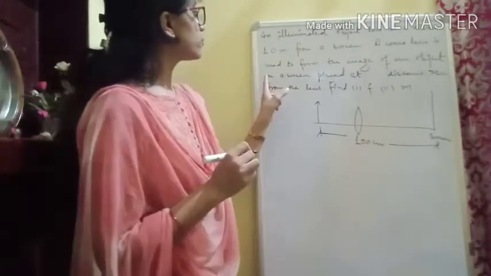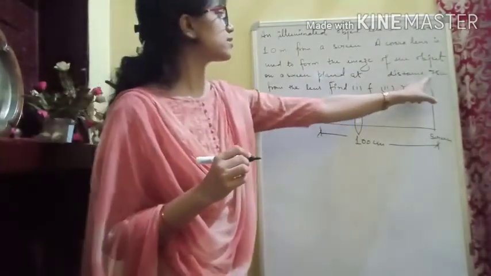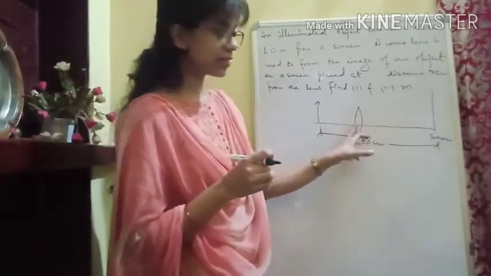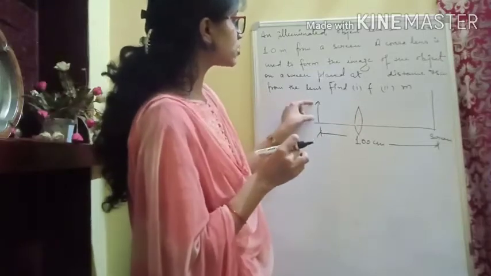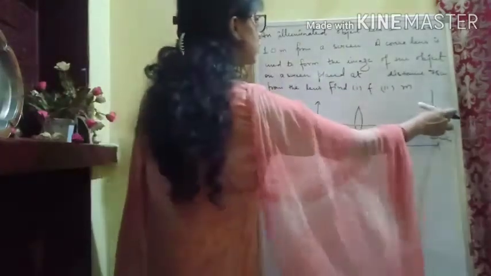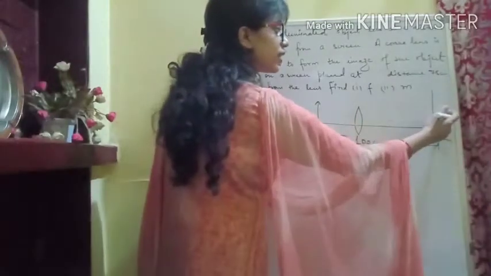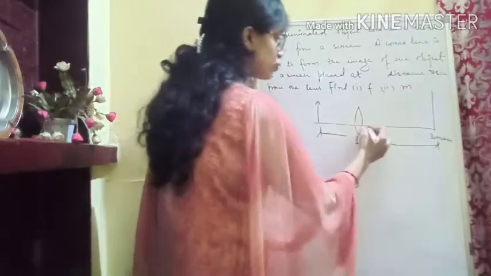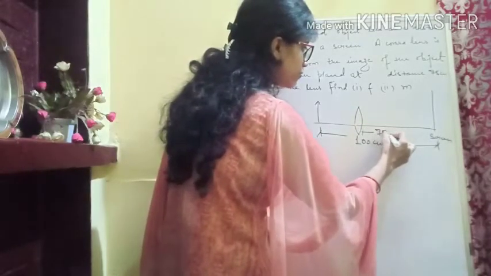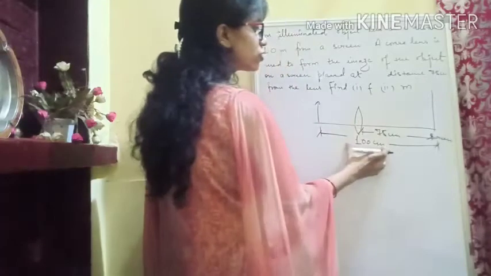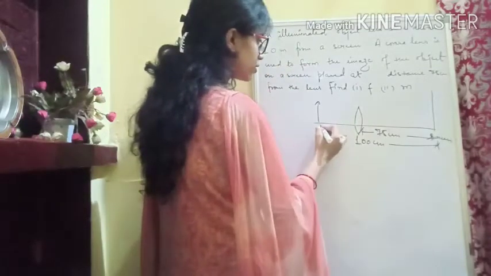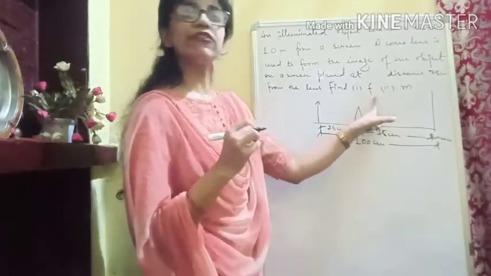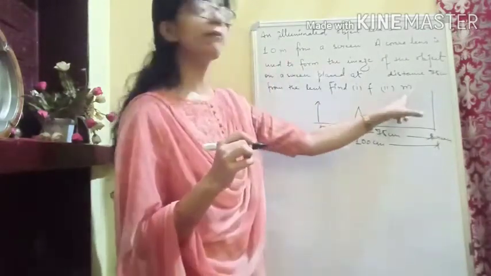to form the image of the object on a screen placed at a distance 75 centimeter from the lens. Okay, so we are here taking a convex lens which is used to form the image of this object on a screen placed at a distance. So this screen is placed at a distance of 75 centimeter from this lens. So this distance is 75 centimeter. If this total is 100, this is 75, so of course this distance will be 25 centimeter. Correct? Now we have to calculate the focal length of the lens and also the magnification.